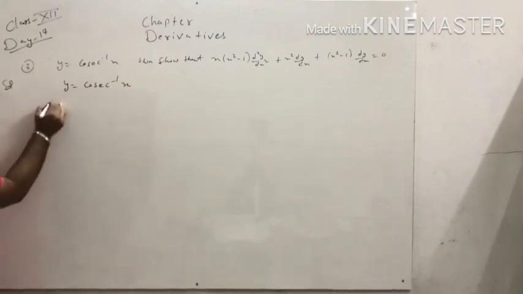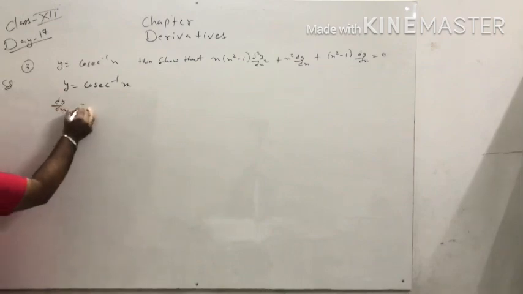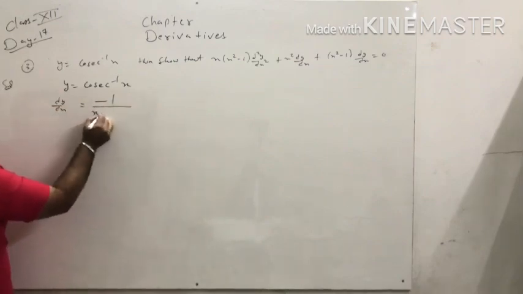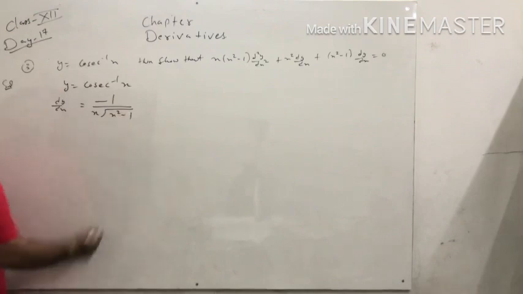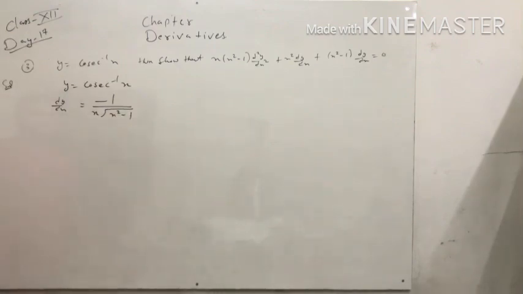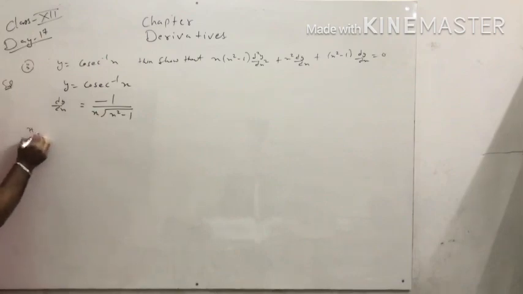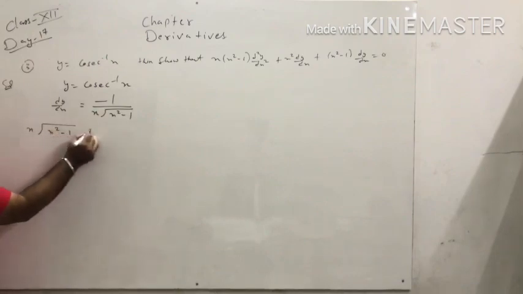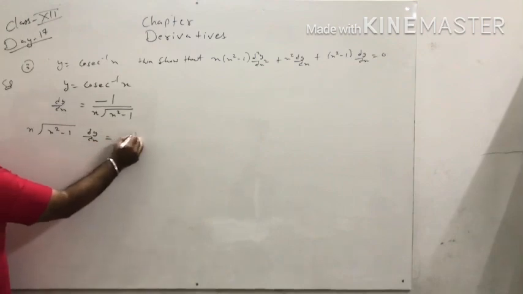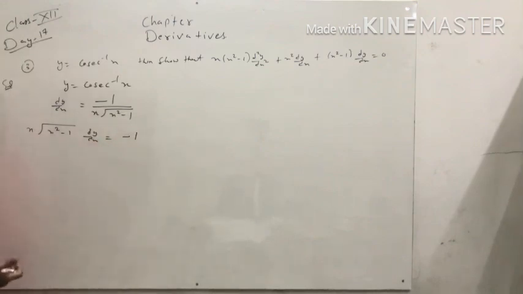Now the derivative of cosecant inverse x, remember the derivative is minus 1 upon x root x square minus 1. So this is the derivative of cosecant inverse x. Now shift this to left side, equals minus 1. Again to eliminate root, we do squaring on both sides.